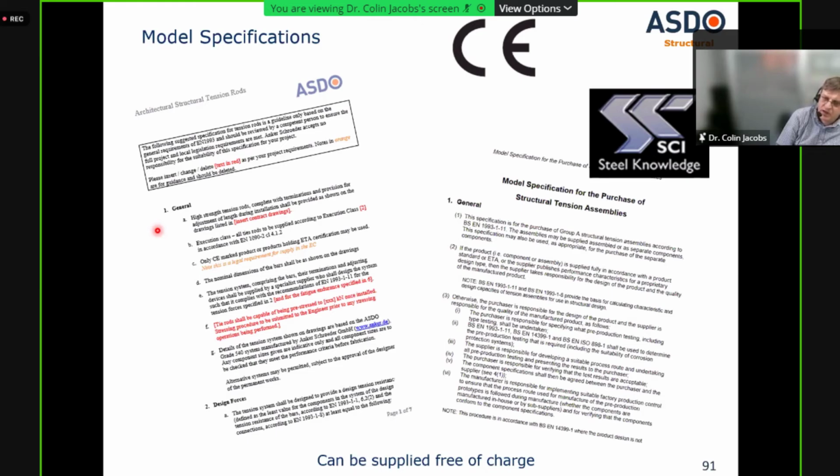in specifying tie rods. But also, if you want an independent and very comprehensive guide, you can go to the Steel Construction Institute. And they also have a model specification for the purchase of tension assemblies, which again you can find useful. If you need those, you can just contact myself at Anker, and you can assist with those.